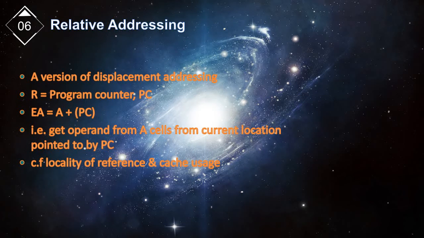We can see relative addressing, a version of displacement addressing. R is equal to the program counter, that is PC. EA is calculated from address A plus the content of PC, that is getting the operand from A cells away from the current location pointed to by PC. This gives locality of reference and cache usage.